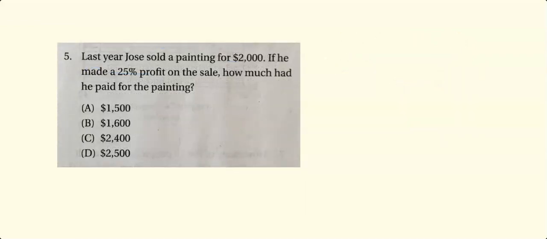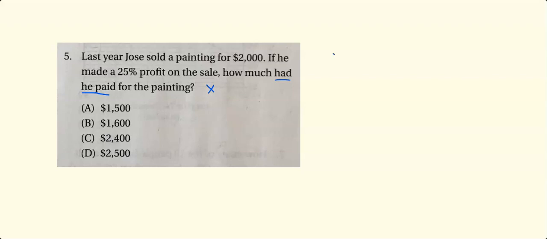Number 5. Last year, Jose sold a painting for $2,000. If he made a 25% profit on the sale, how much had he paid for the painting? In other words, he paid a certain amount, we'll call that X. He made 25% profit on that, and then he ended up selling for $2,000.